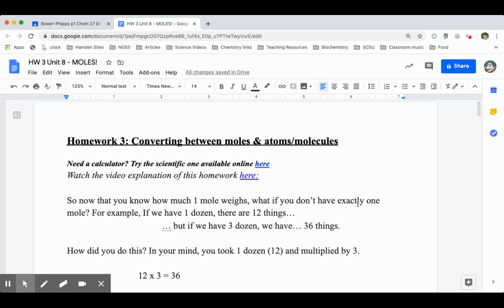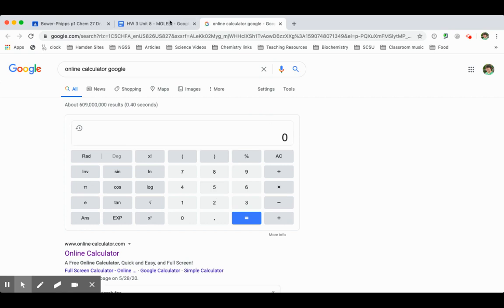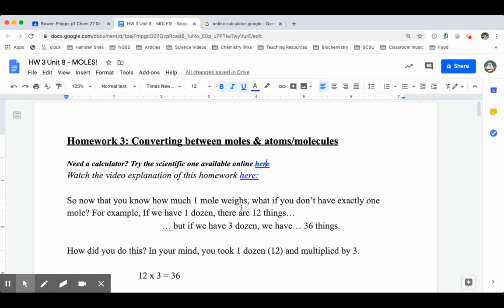Today we're going to be converting between moles and atoms or moles and molecules. Remember, we are going to be using a calculator for these problems. There's a link to your calculator here, so you can use the same calculator that I'm using in case you don't have one at home.